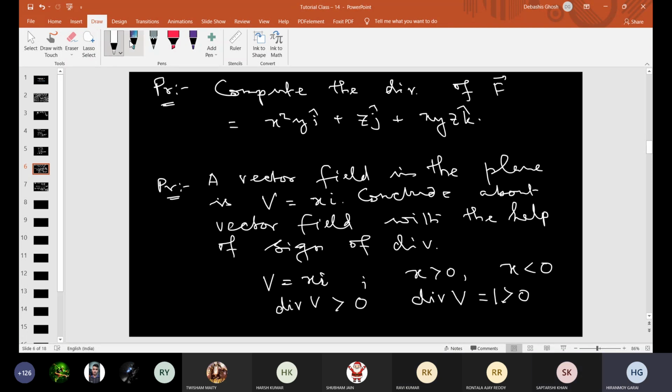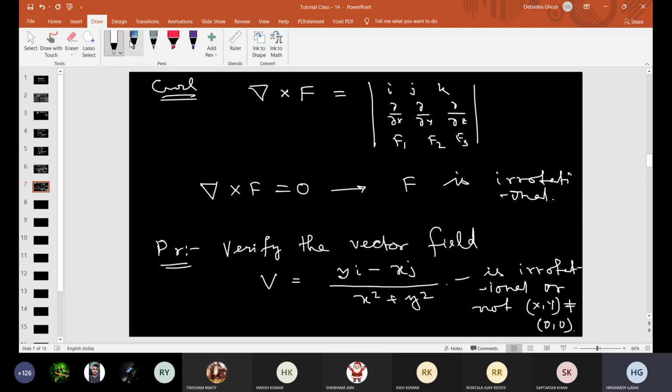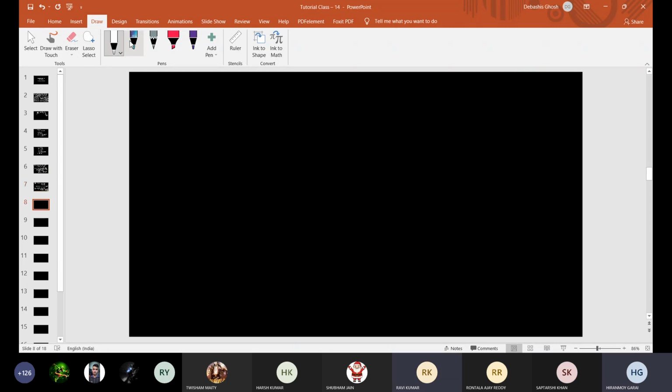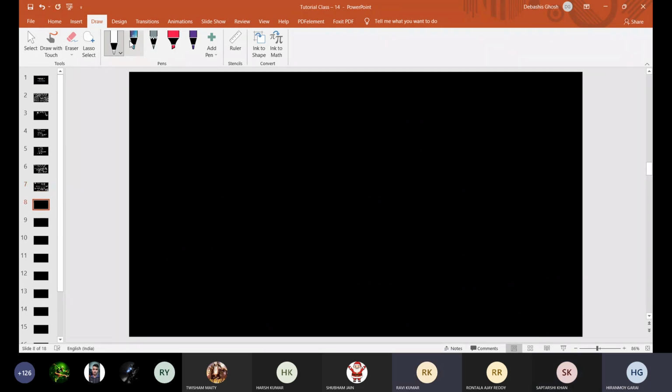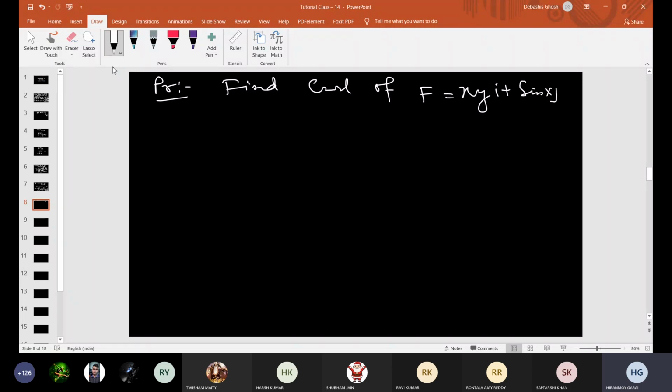Okay, next is whether this one is irrotational or not. You can find out the curl. That means the curl of f is equal to 0. Find the curl of f equals xy i plus x j plus k.